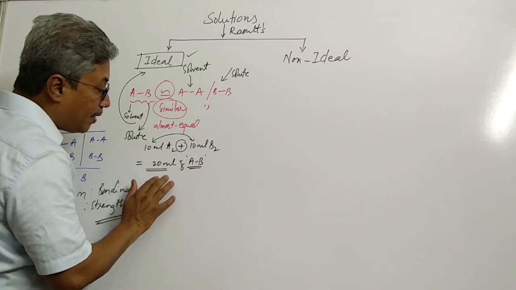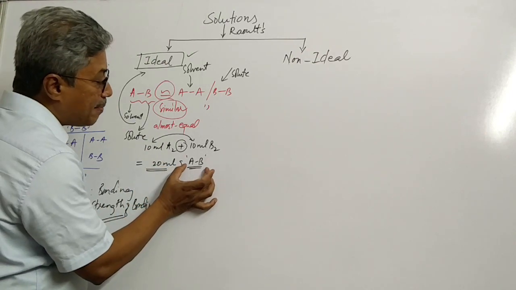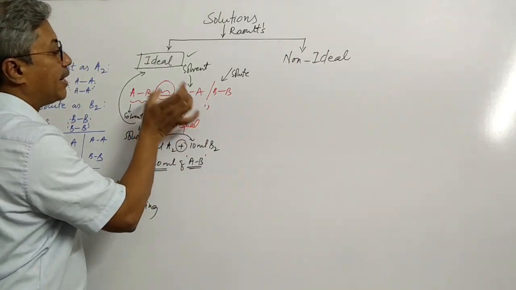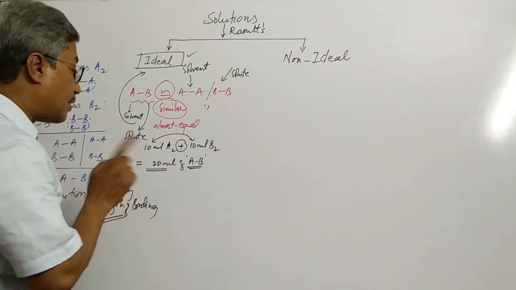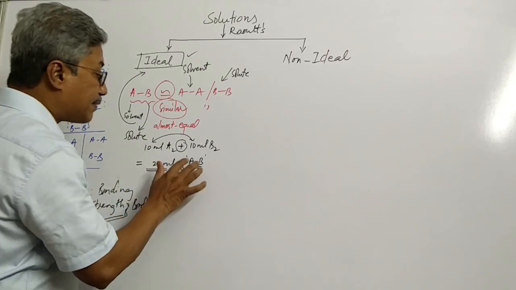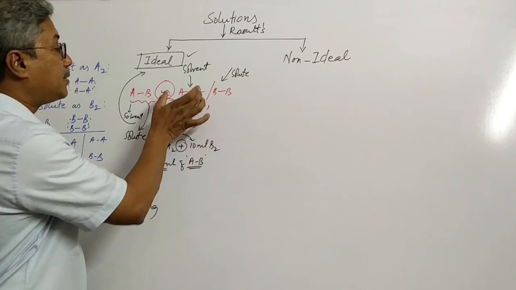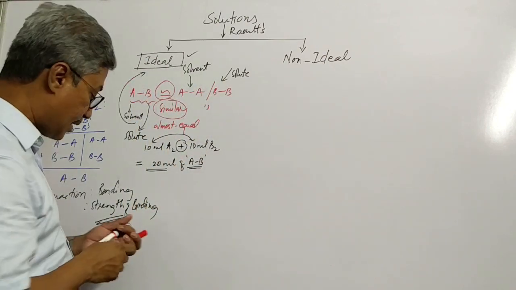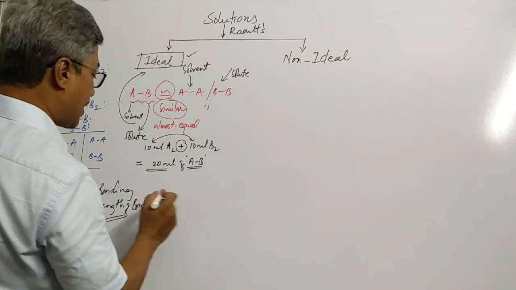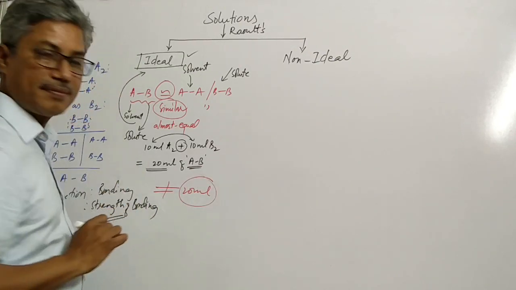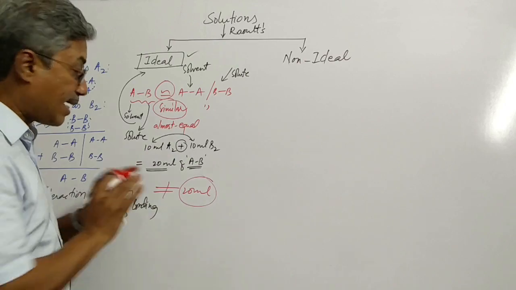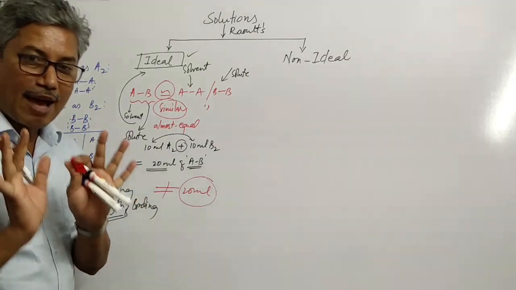This is possible only if this AB interaction is similar or equal to AA and BB interactions only. Otherwise, if this interaction is not equal to these interactions, then it cannot be 20 ml. This cannot be 20 ml. Are you noticing this, students? I'll let you know. Just have patience.